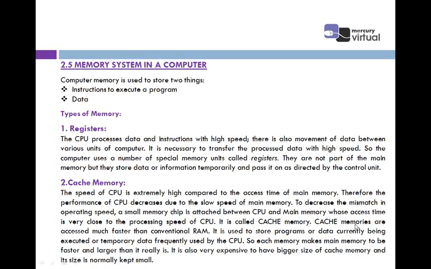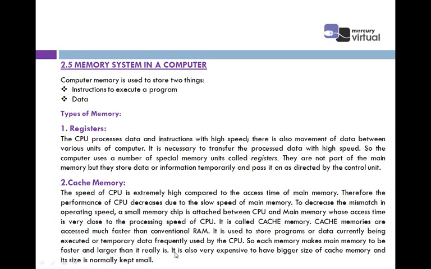So cache memories are accessed much faster than conventional RAM. RAM is basically the main memory that I discussed within 5 minutes. It is used to store programs or data currently being executed, or frequently used by the CPU on a temporary basis. Means cache memory is used for storing programs or data in an efficient manner, but on a temporary basis. Data is stored for the time being, after some time data is lost. So cache memory makes main memory seem faster and larger than it really is.